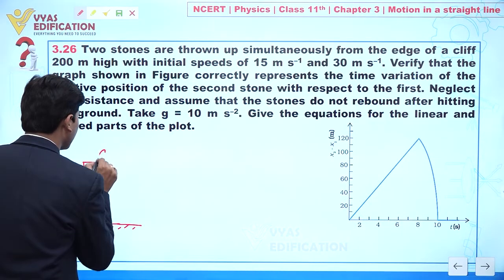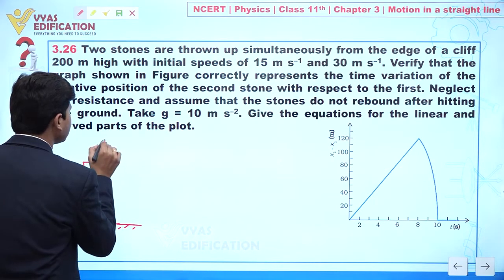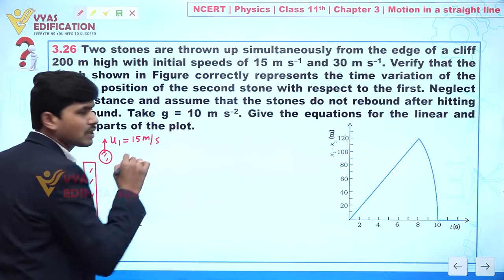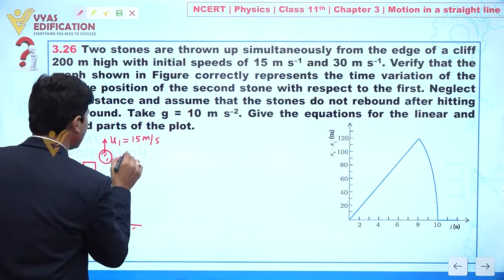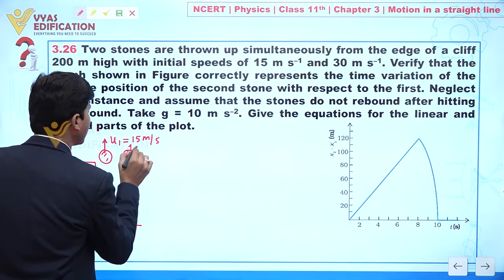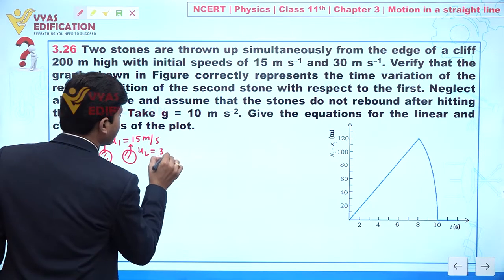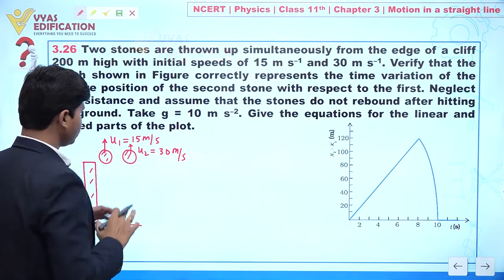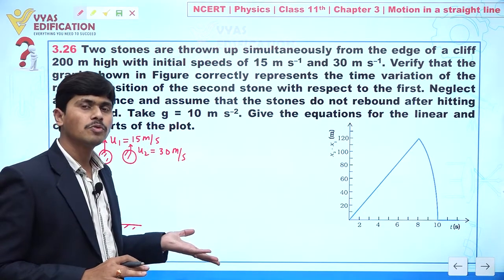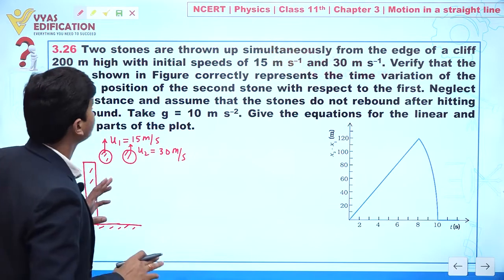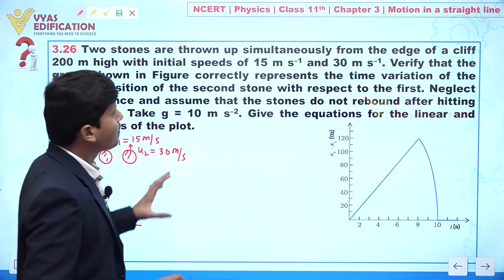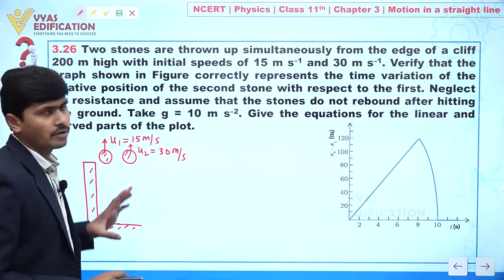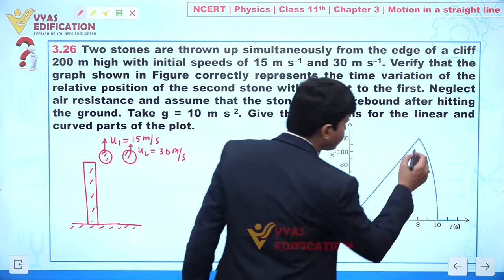So we can see here we have, let's suppose, u1. This is 15 meter per second, which is given in the question, and we have another object having initial velocity 30 meter per second. So now we are throwing these two balls simultaneously in the vertical upward direction. Now we have to verify whether the graph shown in the figure is correct or not.